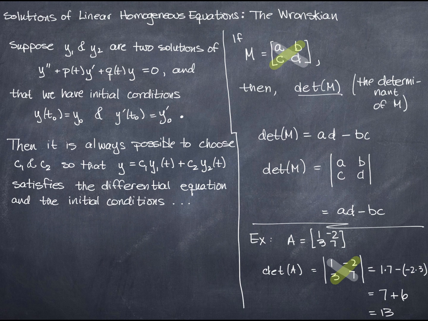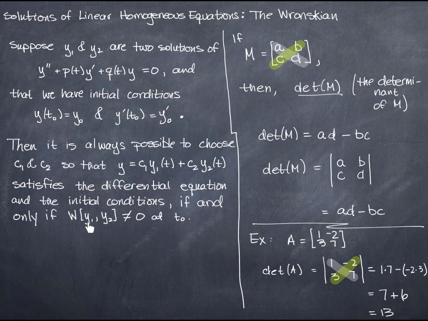So I'm going to erase this and continue my statement so I can guarantee an ability to find these two values, so that this solution y, this particular combination of functions and constants, satisfies my differential equation and my initial conditions. But I can only do that if the Wronskian is not 0. Now the Wronskian is just a determinant, and I'll show you exactly what that is in just a minute.